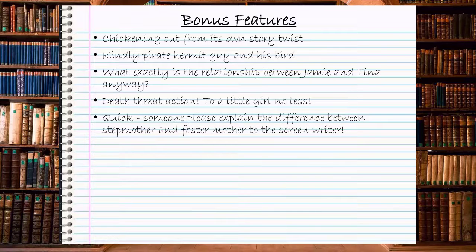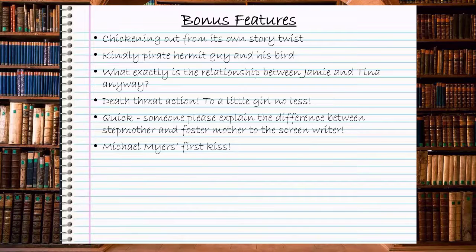Quick! Someone please explain the difference between stepmother and foster mother to the screenwriter. They continually refer to Jamie's foster mother as her stepmother in this film, despite the fact that she is not the stepmother, she is the foster mother. Jamie's parents are both dead. She was not married to Jamie's father. She has taken in Jamie as a foster child. She is the foster mother. Rachel is Jamie's foster sister, not stepsister.